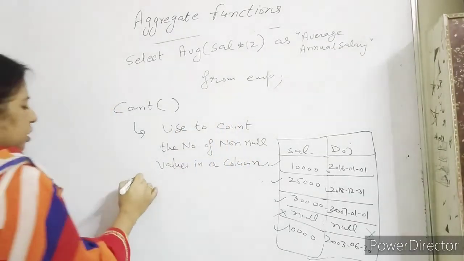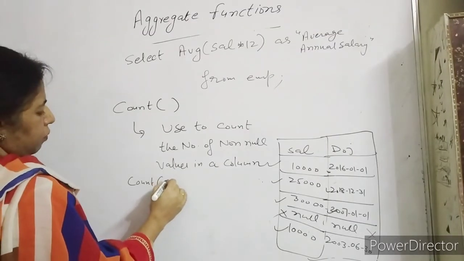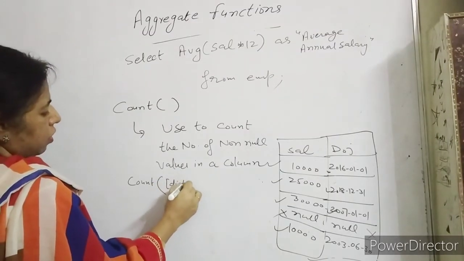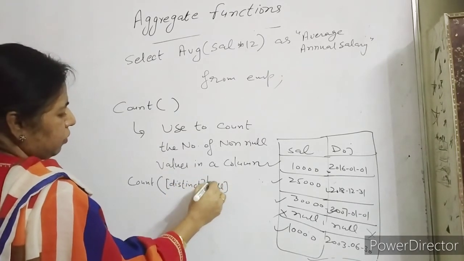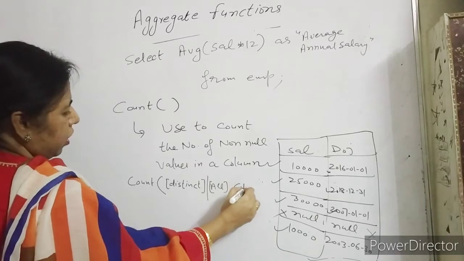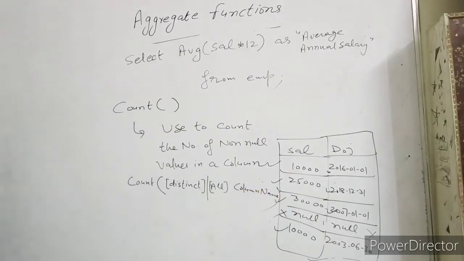The syntax is count. I can use distinct here, or I can use all. Again, same syntax, and here is the column name. Okay, count.